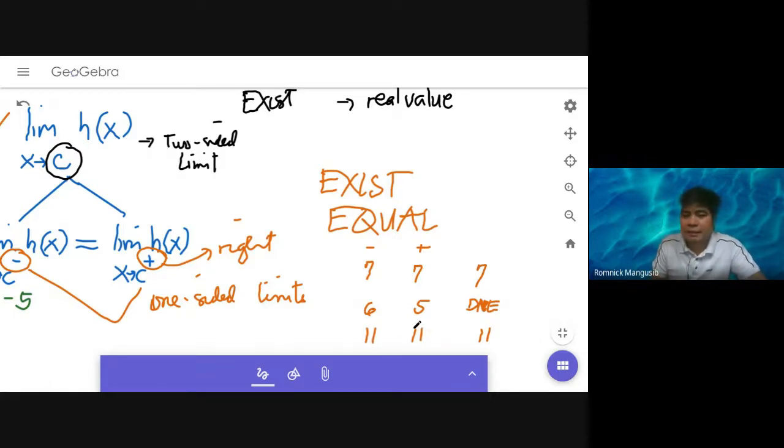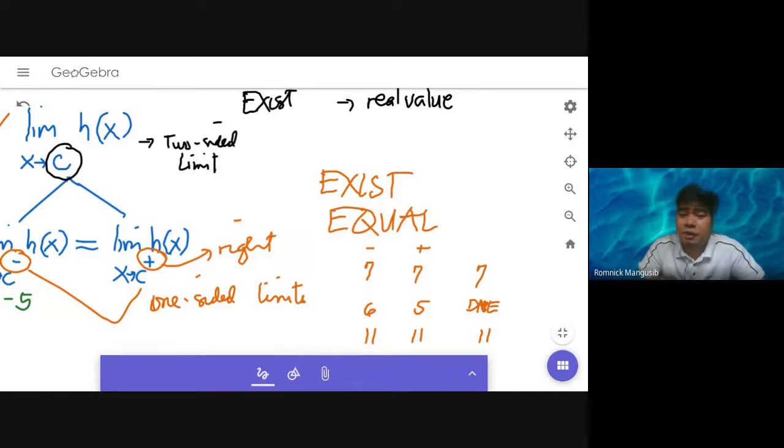Is that clear? If you have question, I'm waiting for your comment in 5 seconds. Klaro ba yung left and right limit na kung pareho silang dalawa ay yun din yung value ng two-sided limits? Pero kung magkaiba sila, yung two-sided limit ay hindi mag-exist. Okay, so one responded yes. It's understood.